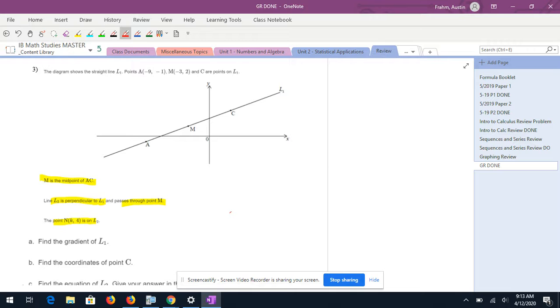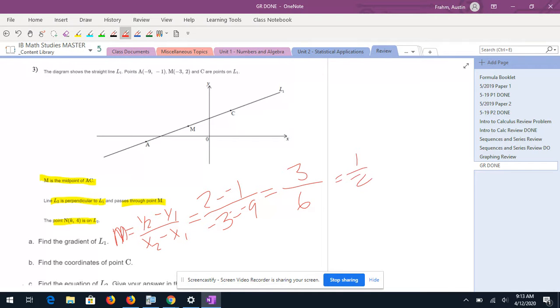So we just need 2 points on L1 to find the slope. And we have the coordinates of points A and M. So A is (-9, -1), M is (-3, 2). So we're going to use our slope equation, m equals y2 minus y1 over x2 minus x1. So that would be 2 minus -1 over -3 minus -9. 2 minus -1 is 2 plus 1, which is 3. -3 plus 9 is 6, so 3 over 6 simplifies to be 1 over 2.